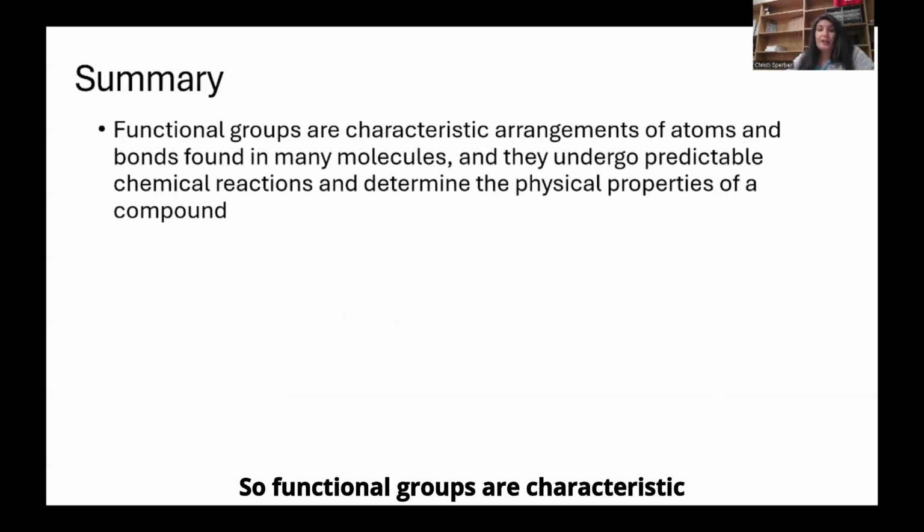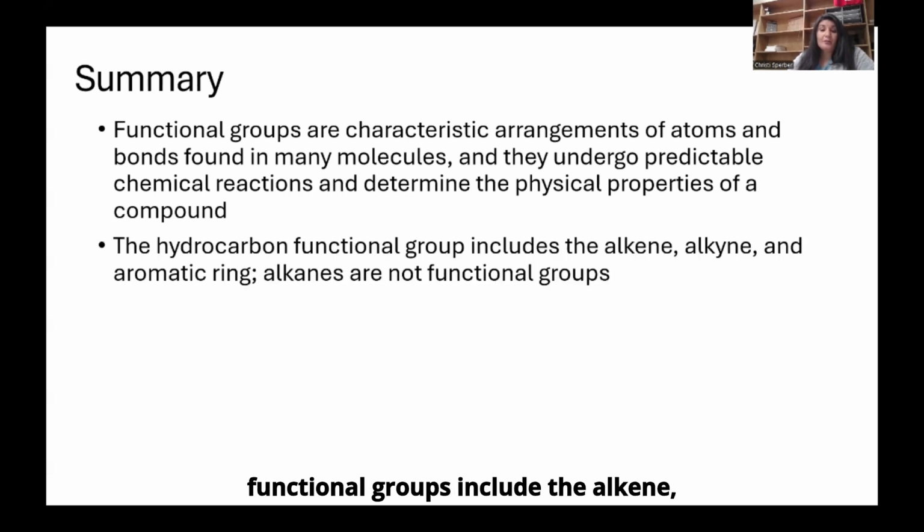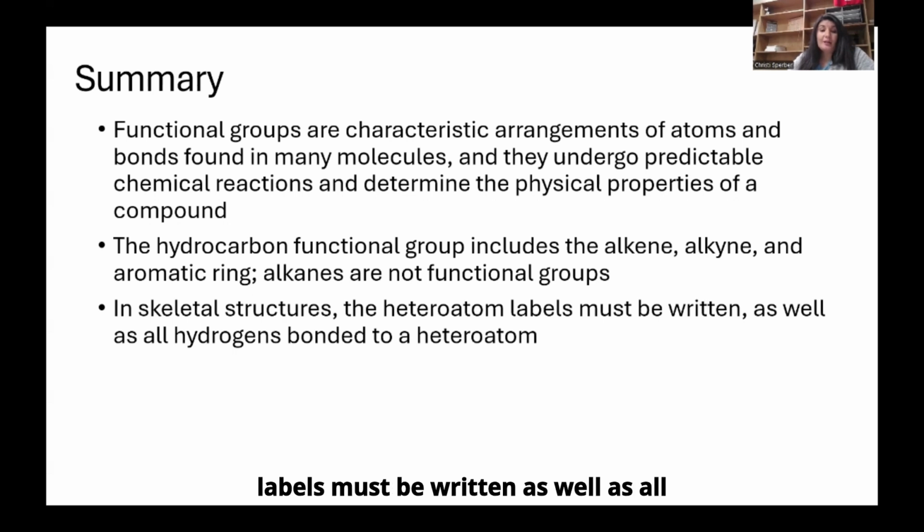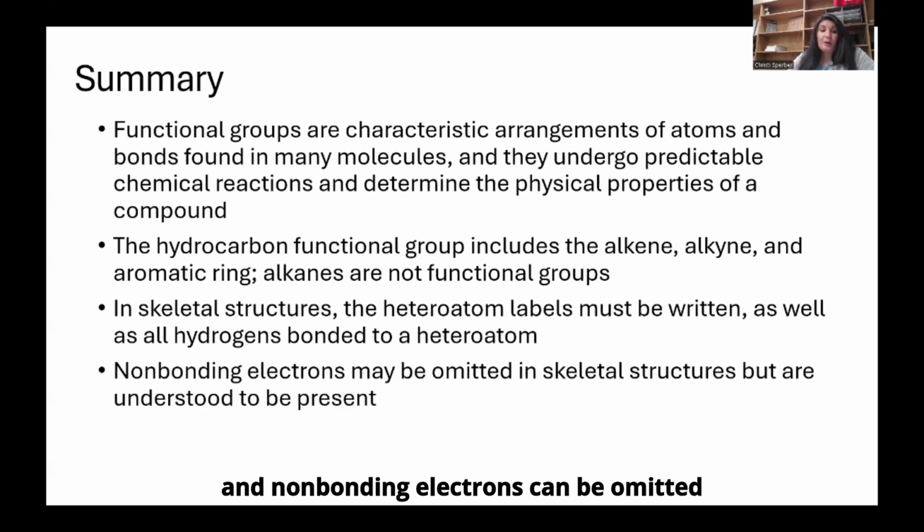So functional groups are characteristic arrangements of atoms and bonds found in many molecules, and they undergo predictable chemical reactions, and they determine the physical properties of a compound. The hydrocarbon functional groups include the alkene, alkyne, and aromatic ring. Alkanes are not functional groups. In skeletal structures, the heteroatom labels must be written, as well as all hydrogens bonded to the heteroatom. And non-bonding electrons can be omitted in skeletal structures, but they are understood to be present.